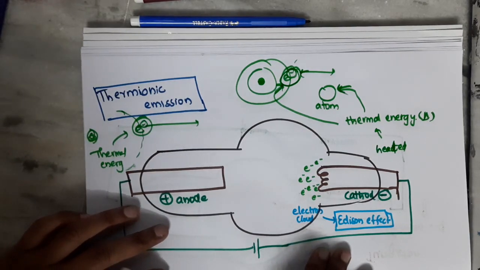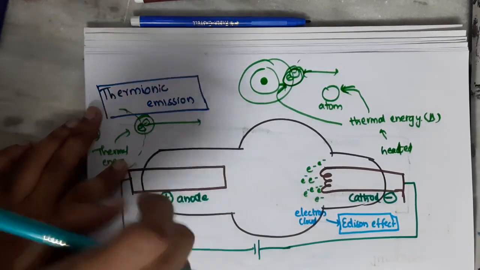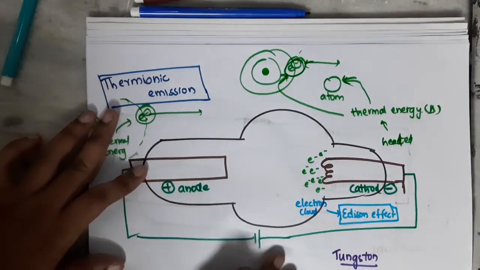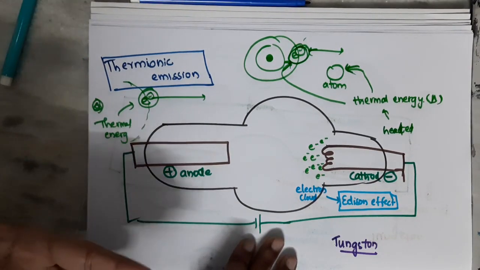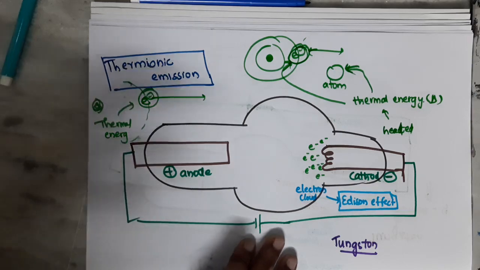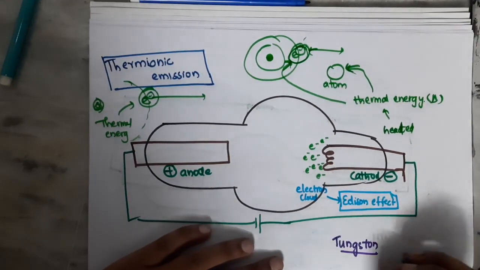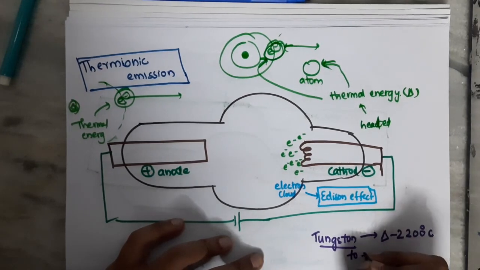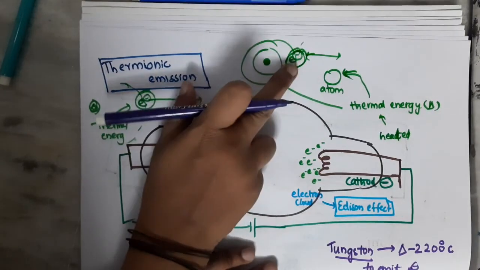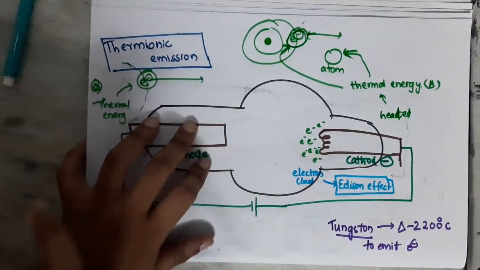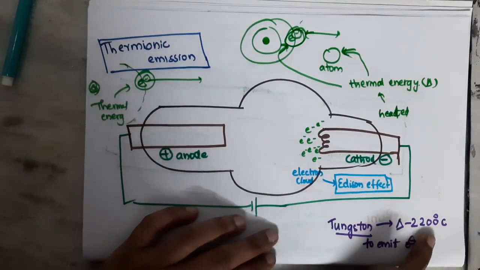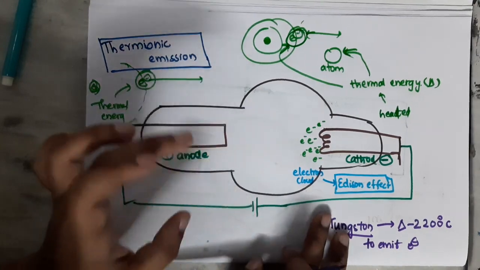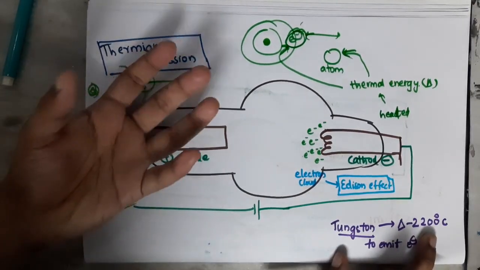Now, here what is used as the cathode? The cathode here is mainly tungsten. Tungsten is used as the cathode. So where are the electrons coming from? It is nothing but the cathode, right? The electrons that we get are from the cathode. Tungsten is an element, and this tungsten has to be heated to around 2200 degrees Celsius to emit the electrons. So for the electrons to come out of their orbit, the tungsten atom needs to be heated up to 2200 degrees Celsius. In the X-ray tube we use tungsten or some alloys of tungsten.